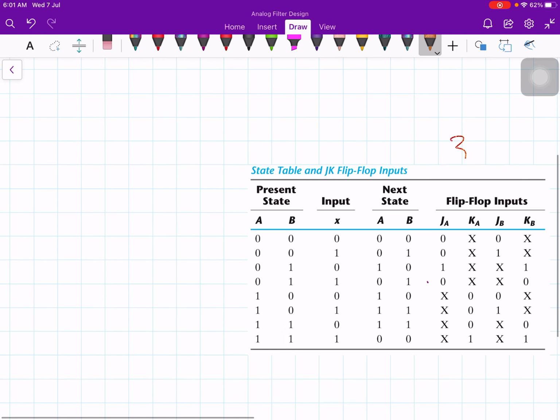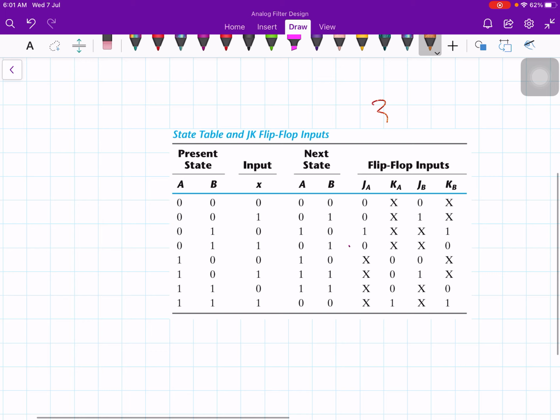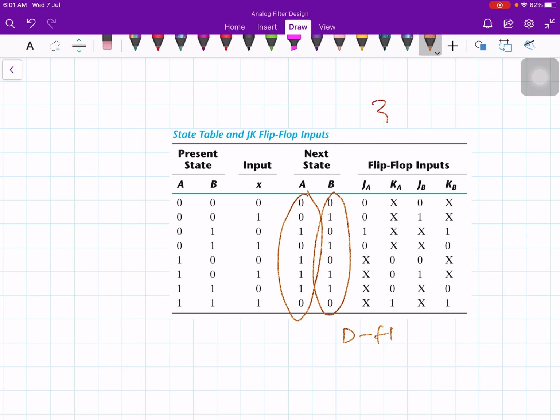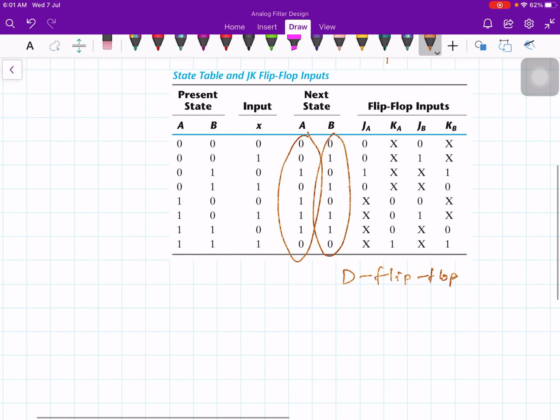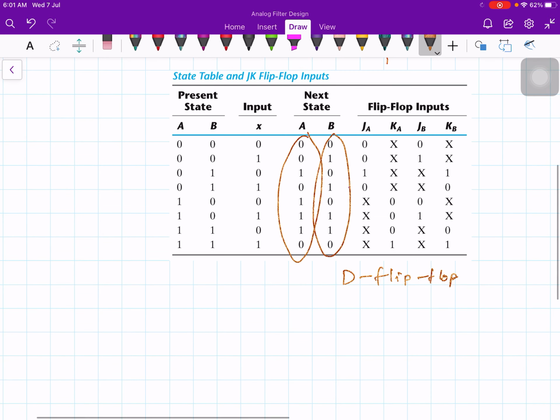So let us consider this state table. If it is a D flip-flop, directly from this you can write down the input equation. But here we are going to discuss the JK flip-flop. So to illustrate the procedure, consider this second state table, and then we will derive the flip-flop input equation.